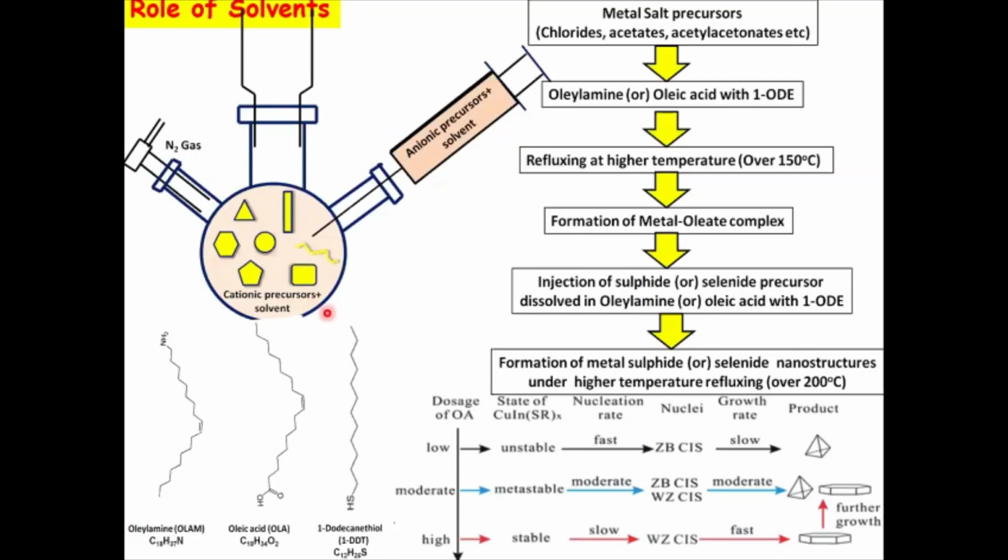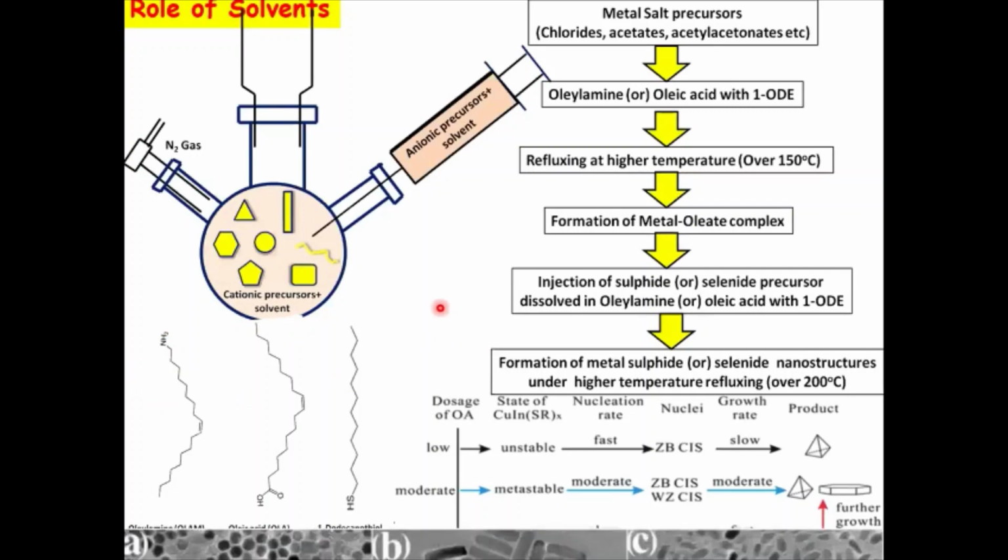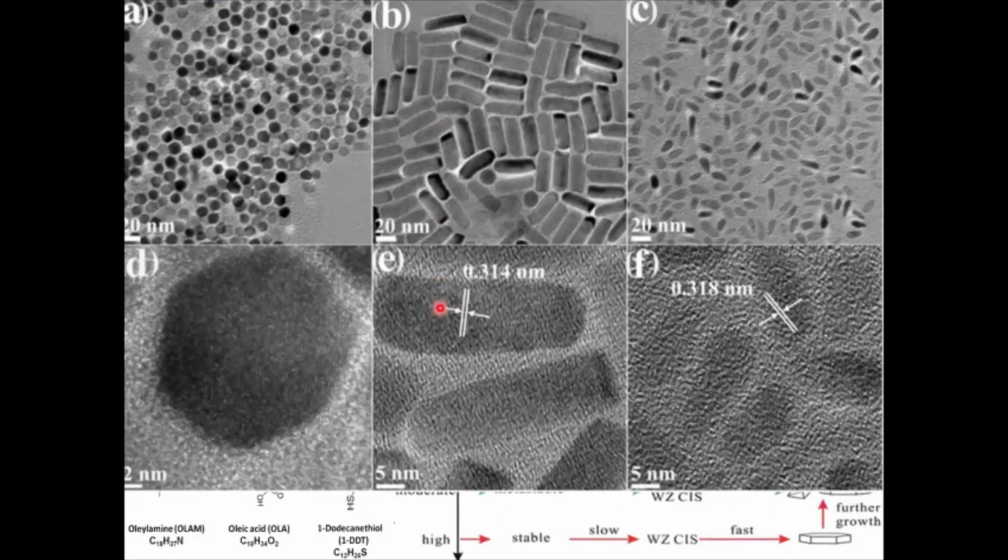All right. Based on these surfactants, we are able to get different structures. For example, with oleylamine, we are able to get a disc-like structure for copper indium sulfide. With oleic acid, a rod-like structure for copper indium sulfide. And with dodecanethiol, which is again a surfactant, these are quasi-spherical particles. The dimensions we have given here are 2 nanometers, 5 nanometers and 5 nanometers. So based on the surfactants and the process, you can select the sizes and the shapes. This is for copper indium sulfide.